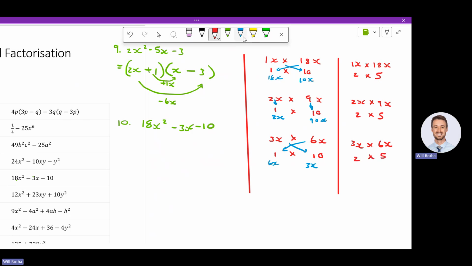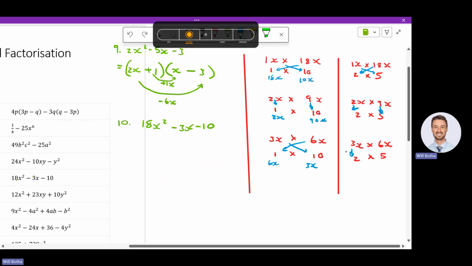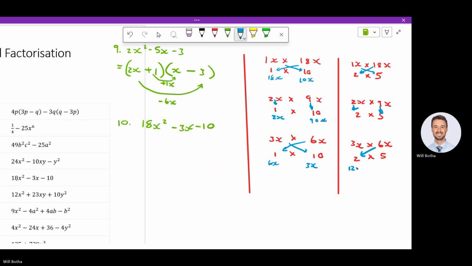Let's test them to see if one of them works. I'm going to veto this one real quick because that would be 36 and 5, not going to work. This one would be 18 and 10. That's close, but it wouldn't work. If I go straight down, it would be worse, I would get 45 and 4. The last one, if we go straight down, that would be 6 and 30. That's not going to work, but 12x and 15x, that one will work.